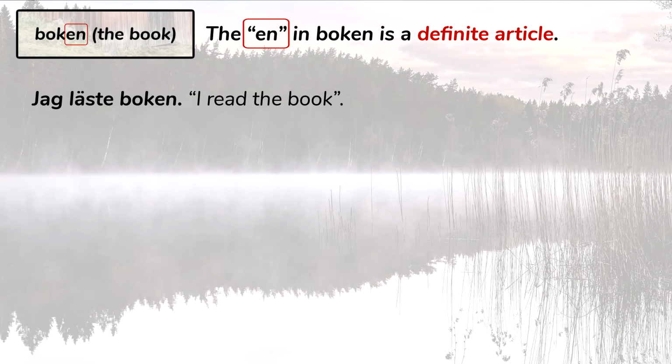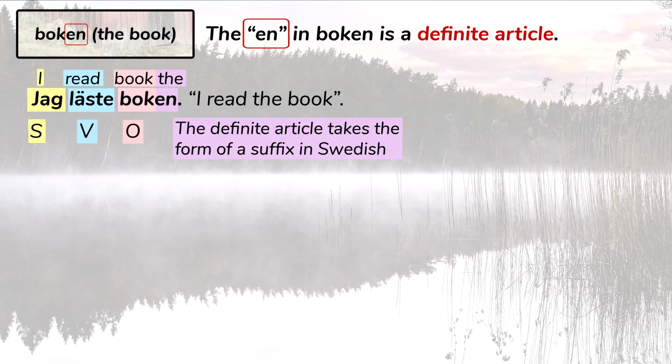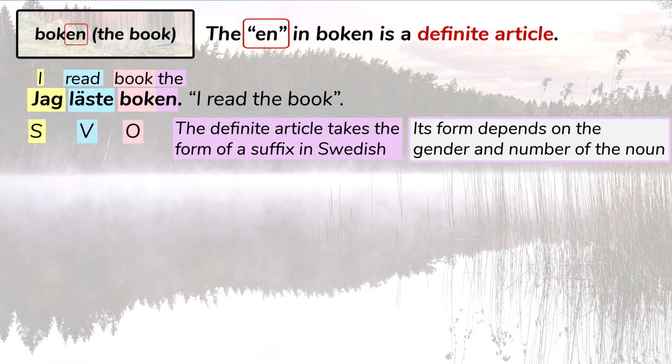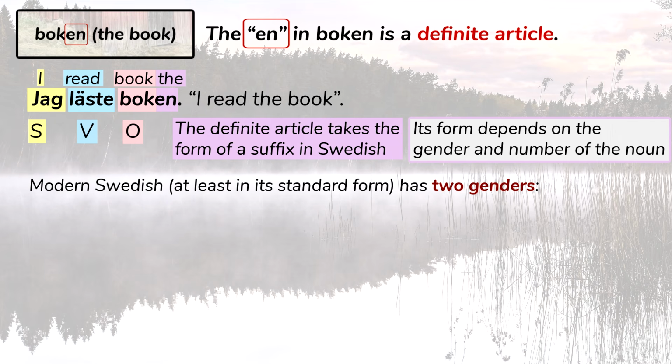Jag läste boken. This means I read the book. Word for word it's I read book the. Swedish word order is SVO as in English, the only difference here being the placement of the definite article. The definite article takes the form of a suffix in Swedish, and its form depends on the gender and number of the noun. Modern Swedish, at least in its standard form, has two genders, common gender and neuter gender.